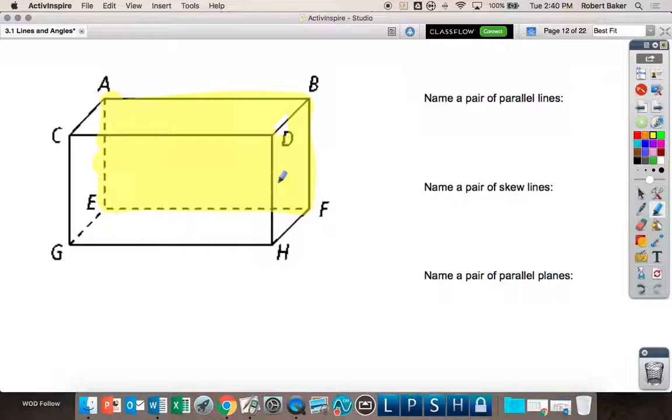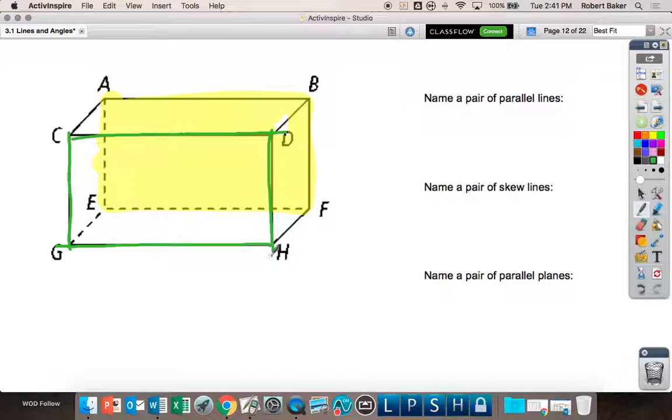Line CG. Line CD would be parallel to the yellow plane. CG, CD, that is parallel. Oh, CG, that is also parallel. GH, that is also parallel. Is EF parallel to it? No, because it's actually on it, so it wouldn't be parallel.